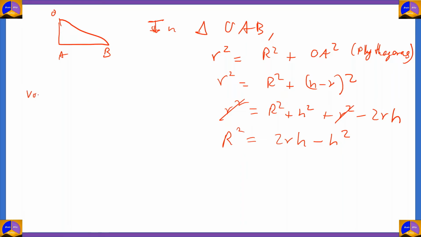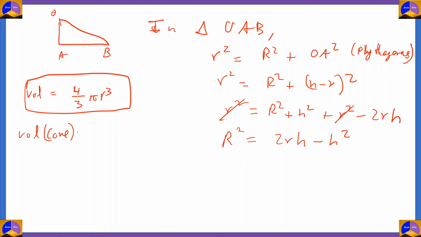Now, let's consider the volume of the sphere by using the formula 4 by 3 pi r cubed. This is the volume of the sphere. Now let's look at the volume of the cone. Now that will be equal to 1 by 3 pi R square h. Capital R is the radius of the cone. And so here we'll insert the value of R square. So this will be 1 by 3 pi into 2rh minus h square. So this is the volume V.